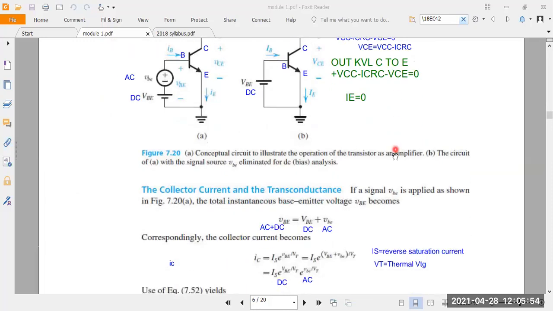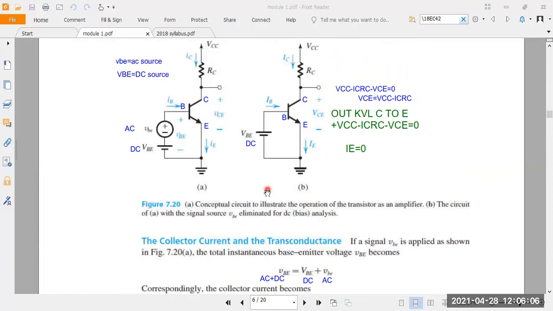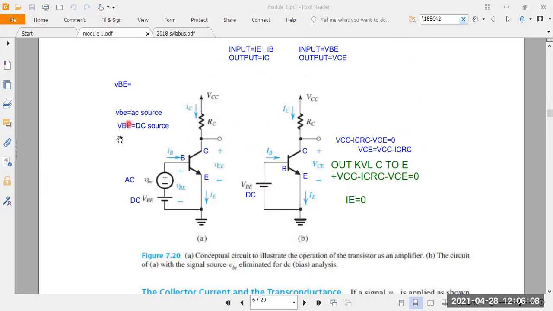So next you take the second part of the small signal operation, that is collector current and transconductance. That is the topic here. So for collector current you have to go to this diagram, figure A. All of you see this diagram here, so analyze this diagram.